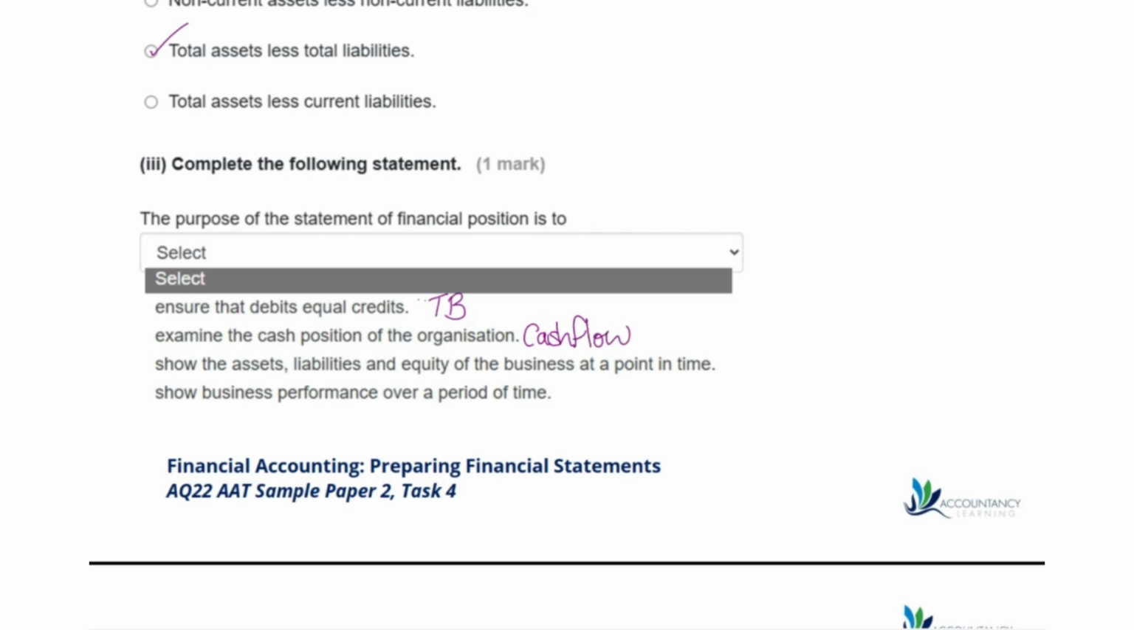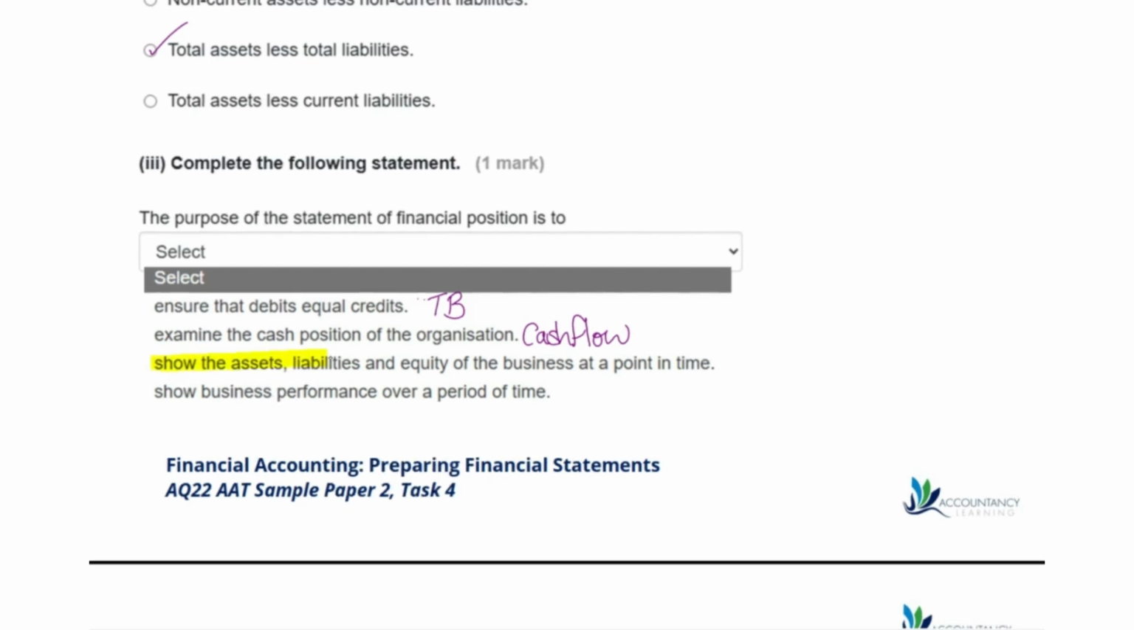Show the assets, liabilities and equity of the business at a point in time. So that is about the position of the business. So that is the statement of financial position. And then show business performance over a period of time, just to complete the list, would actually be the statement of profit or loss. So that's how well has a business performed. Have they made a profit or have they made a loss?